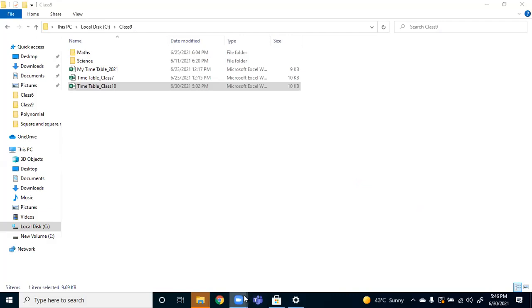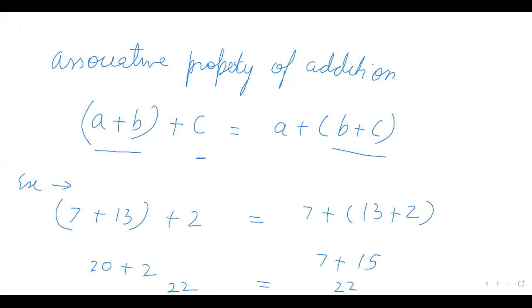Let me move again to our meeting. Just a minute. Okay, so what we are learning, can you just summarize it, both of you? What are the properties of addition? Ma'am, the properties of addition are closure property, commutative, and associative. Very good. Commutative, associative, and closure. So one more property of addition.